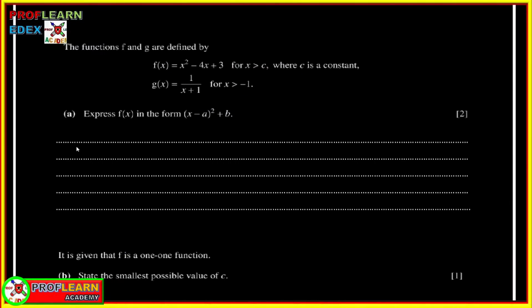Moving into functions, and here you are told that f of x equals x squared minus 4x plus 3, where x is greater than c. G of x equals 1 over x plus 1, where x is greater than negative 1. Then we are supposed to express f of x in the form x minus a squared plus b. Now this one, we have already done a question similar to this. So this is just a walk in the park.